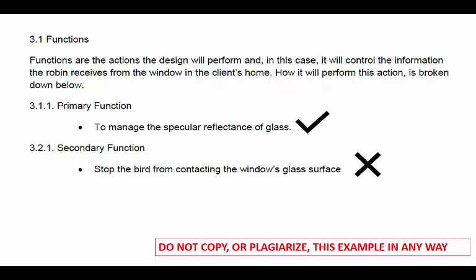What are some secondary functions that they could have considered? Well, they might have considered reducing the glare of the sun, or the transmission of heat from the sun into the house, which also might be reduced by whatever it is that they have stopping the bird from seeing its reflection. So there are other possible secondary functions that they could have considered had they done a functional decomposition or a how-why tree.